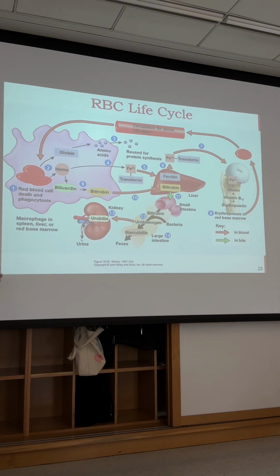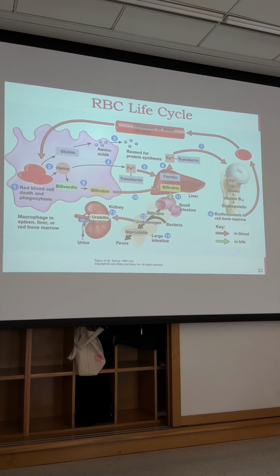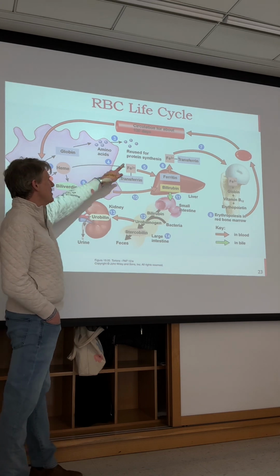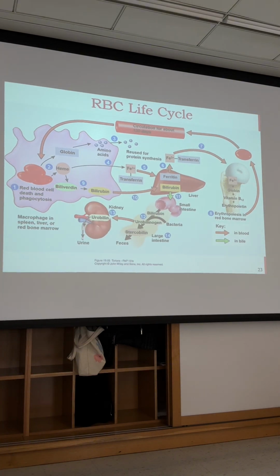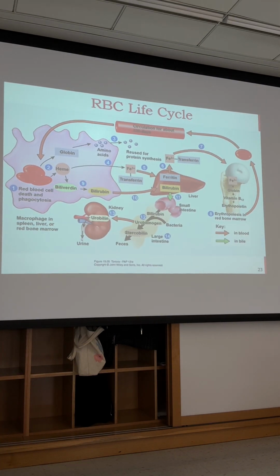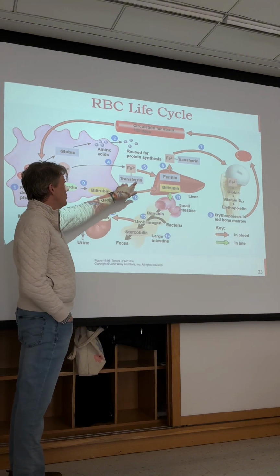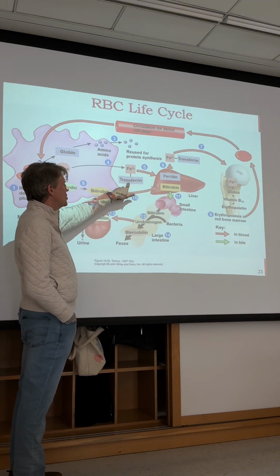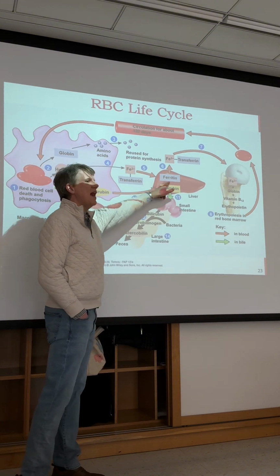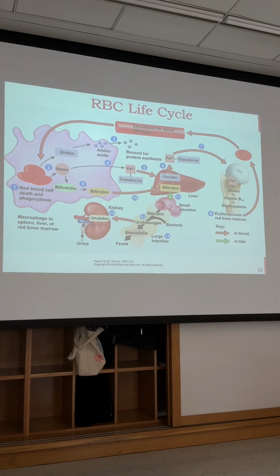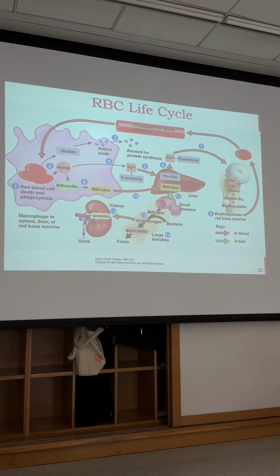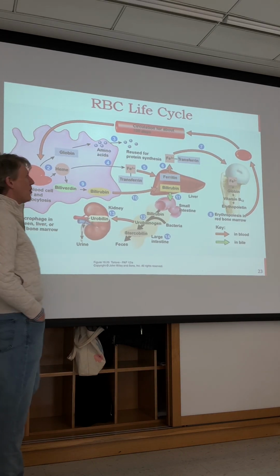The first step is to remove the iron from the rest of the heme. So notice the iron is coming off, and the iron can be transported through the blood by attaching it to a carrier protein called transferrin. And then the iron can actually be stored in your liver for long periods of time by attaching it to a protein there called ferritin.